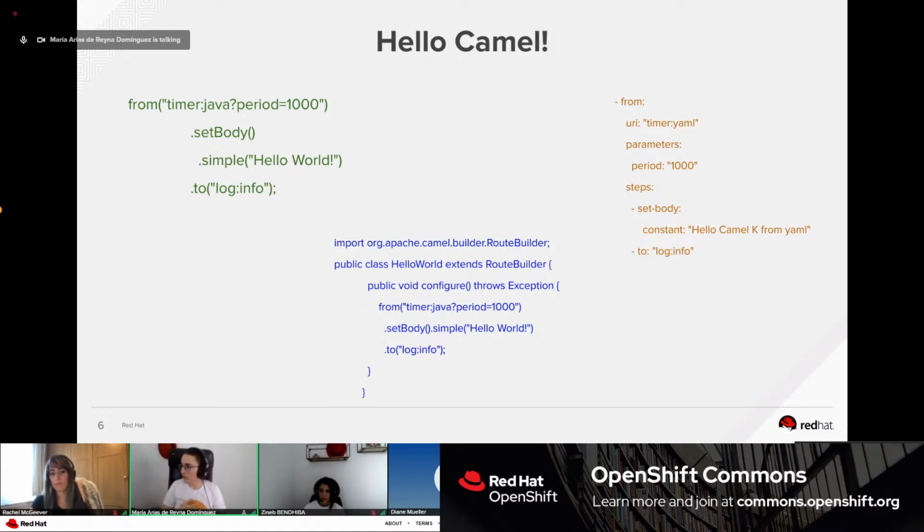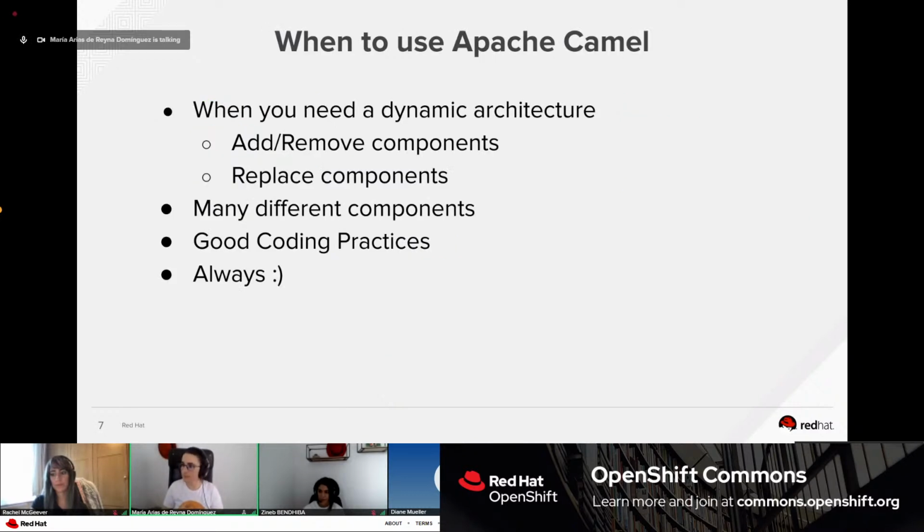And then on the orange, we have a YAML version of the same thing. You can see you also have from a timer, then a step that is setting a body that is hello world, and then log to an info. So it's very, very easy to define any type of workflow in Camel, and you can choose the language of your preference, the one that you are more comfortable working with.